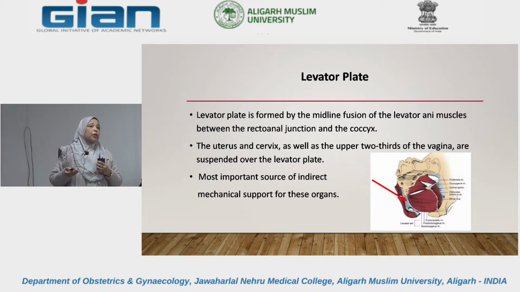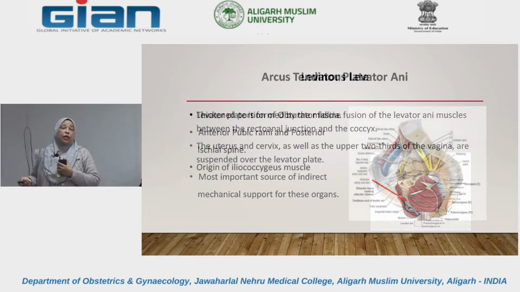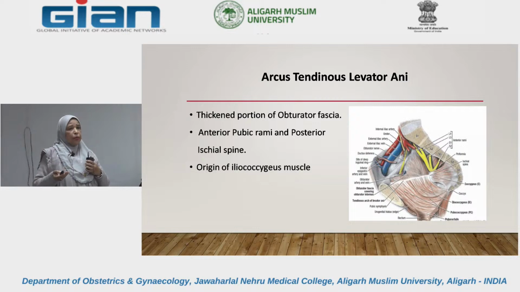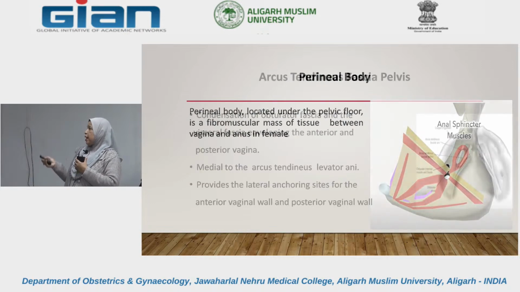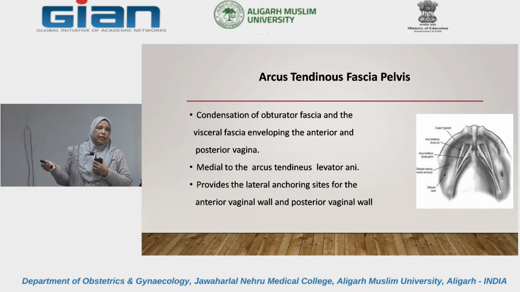It is formed by the union of the two levator ani muscles. Again, when we later go into the surgeries for prolapse, there is a role of this fascia. This is known as the arcus tendineus levator ani, and it is a thickened portion of the obturator fascia. It is attached anteriorly to the pubic rami and posteriorly to the ischial spine. And there is also the arcus tendineus fascia pelvis, which lies anterior to this arcus tendineus. You can see here.